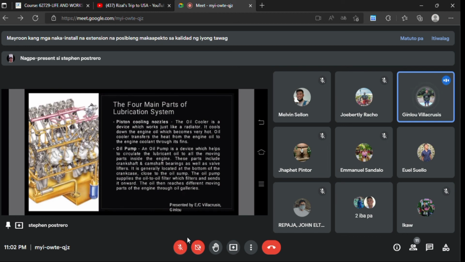Next, the oil pump. An oil pump is a device which helps to circulate the lubricant oil to the moving parts inside the engine. These parts include the crankshaft and camshaft bearings as well as valve lifters. It is generally located at the bottom of the crankcase, close to the oil sump. The oil pump supplies the oil to the filter, which filters it and sends it onwards.